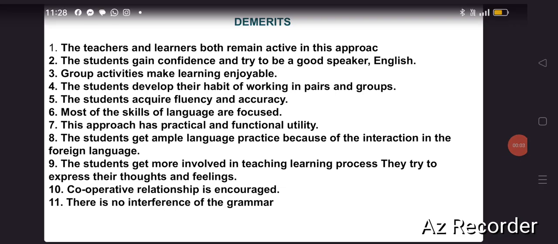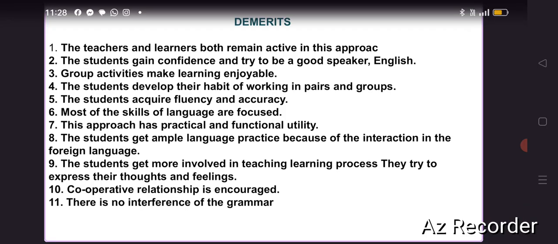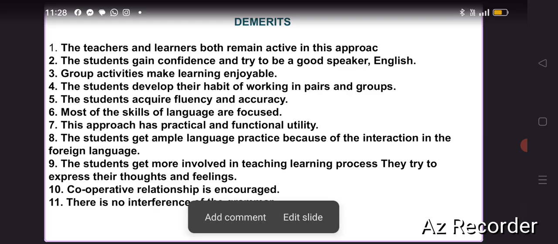जर आपण इथं बघितलं तर इथं डिमेरिट्स लिहिलेलं आहे, पण we have to understand as merits. मेरिट्स म्हणजे फायदे. तर याचे फायदे काय आहेत? First, communicative approach merits. Okay, the teacher and learner both remain active in this approach. याच्यामध्ये टीचर्स आणि स्टुडंट्स दोघेही ॲक्टिव्ह असतात. Then the student gains confidence and tries to be a good speaker. या ॲप्रोचमुळं काय होतं, the student gains confidence and tries to be a good speaker in English.